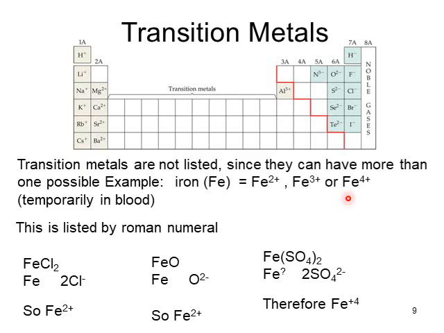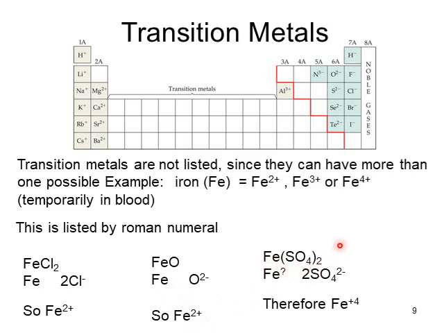So we oftentimes have to figure out what the charge of the transition metal is based on what it's paired with. So if we say, oh, FeCl2, well, Fe is paired to 2 chlorides, therefore, in order for those charges to be equal, iron must be a +2. Again, FeO looks like a different form of iron, but because oxygen is -2 and they have to be equal, iron is still +2.